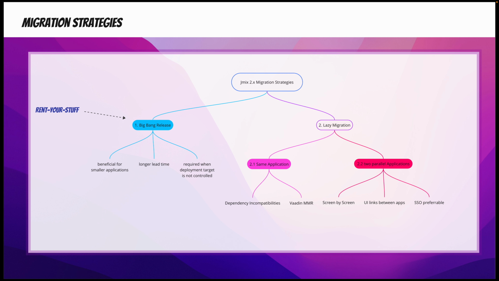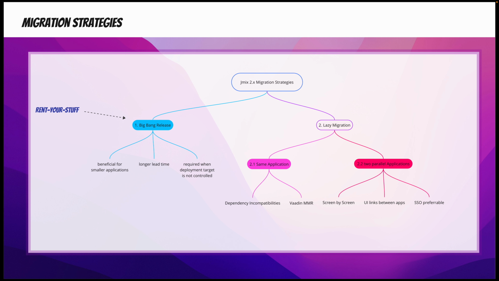I recognize that there are two strategies that we could go through, and I wanted to present that to you in order to see which might be applicable to your case. We'll also talk about which one will be used for the concrete case of the Rent Your Stuff application. But generally speaking, there are two migration strategies: the first one I called Big Bang release, and the second one is a lazy migration.